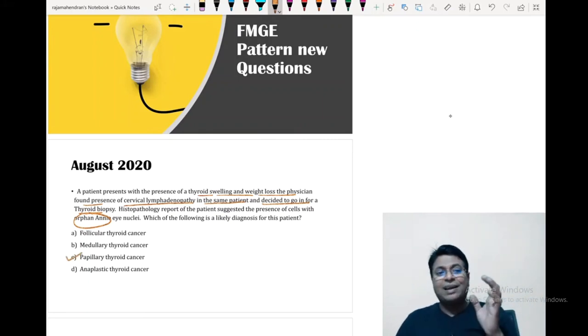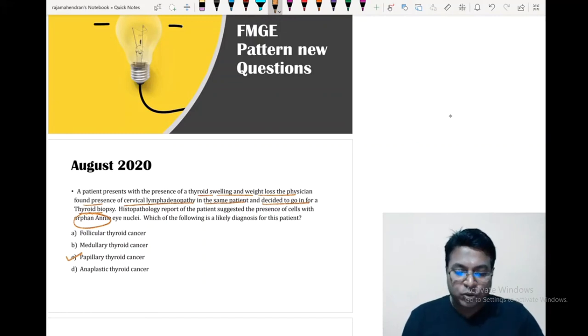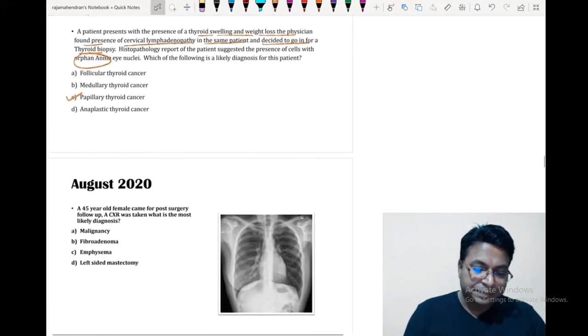So any clinical based question will have a catch point. You have to catch that point. So don't waste your time reading the full question. Sometimes there will be a catch point you can find out in a single line. So this is a typical papillary cancer.